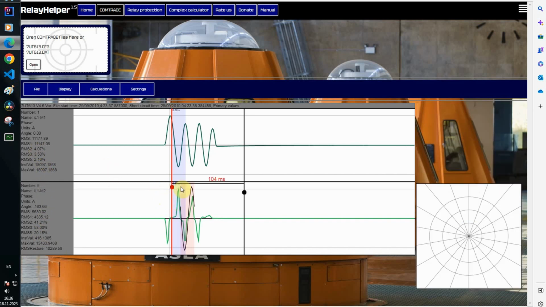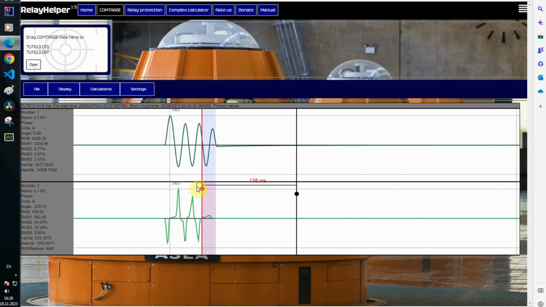I'll remove the vector diagram window. As you can see, the algorithm does not adequately construct a sinusoid everywhere, but incorrect cases are easy to reject. Let's look at the values here. Undistorted channel 10,819 amps. Restored value 10,289 amps. The error is approximately 5%.